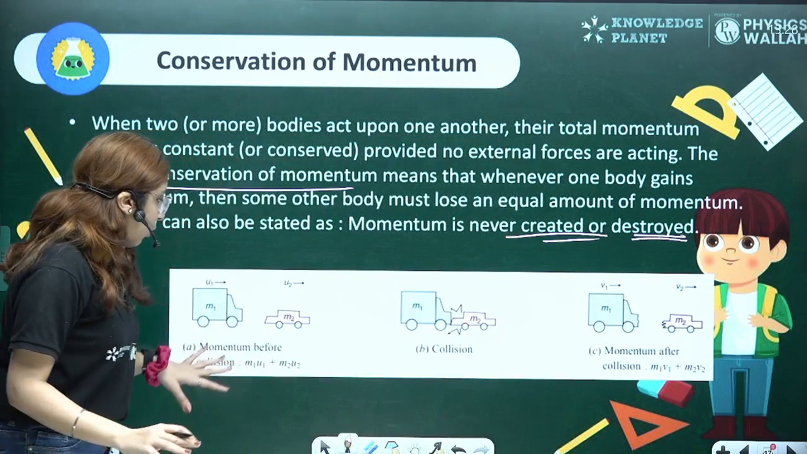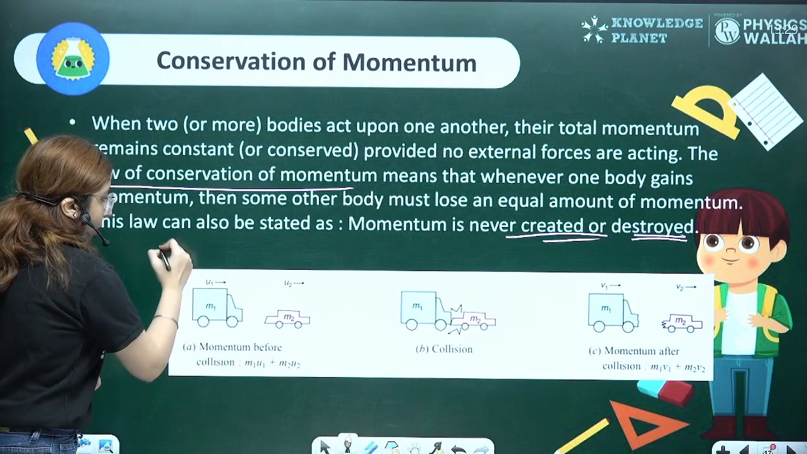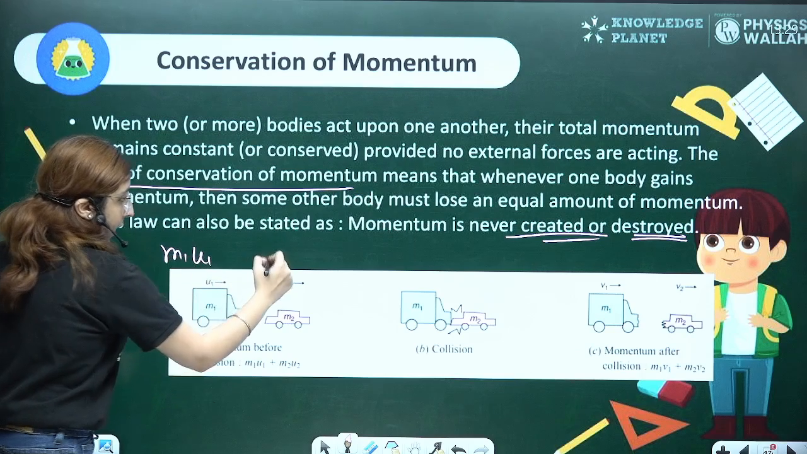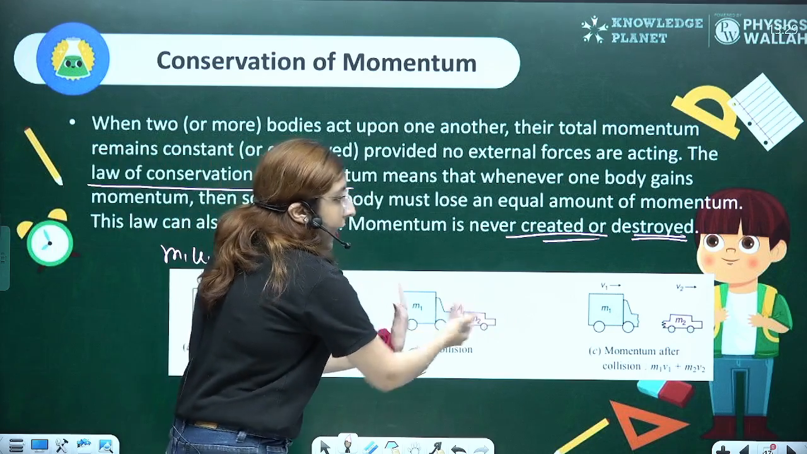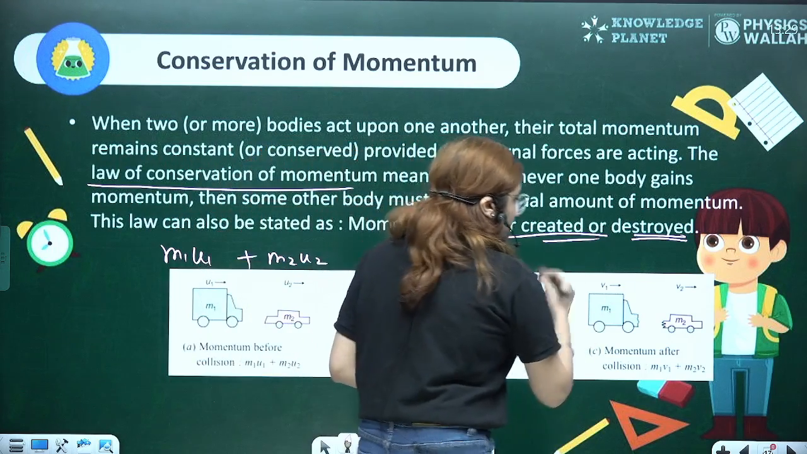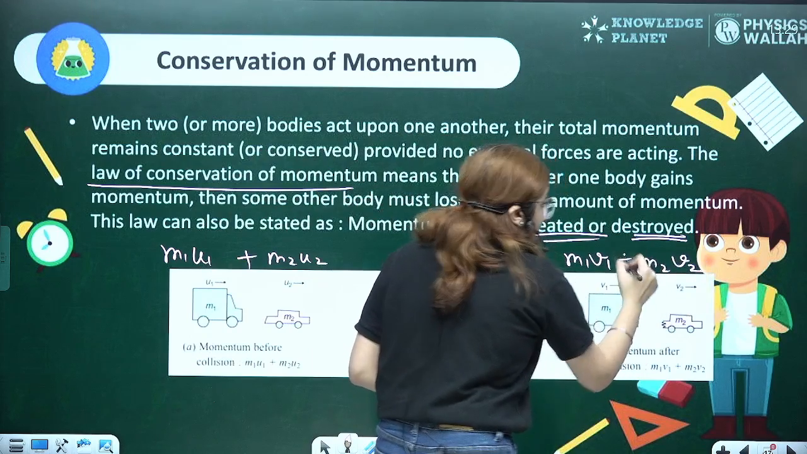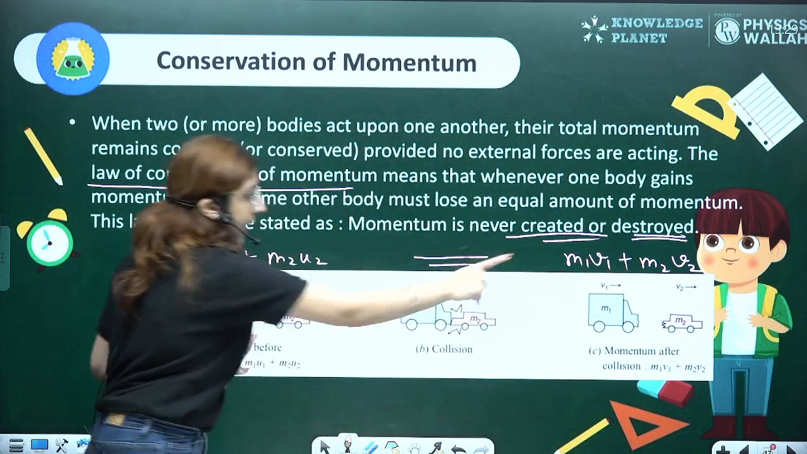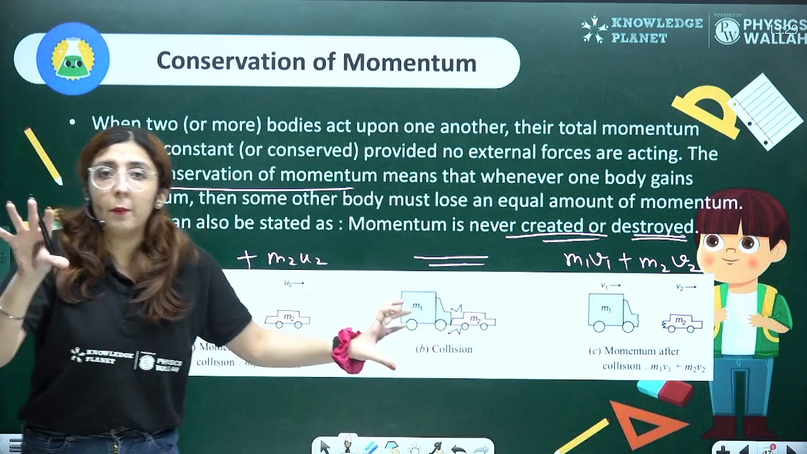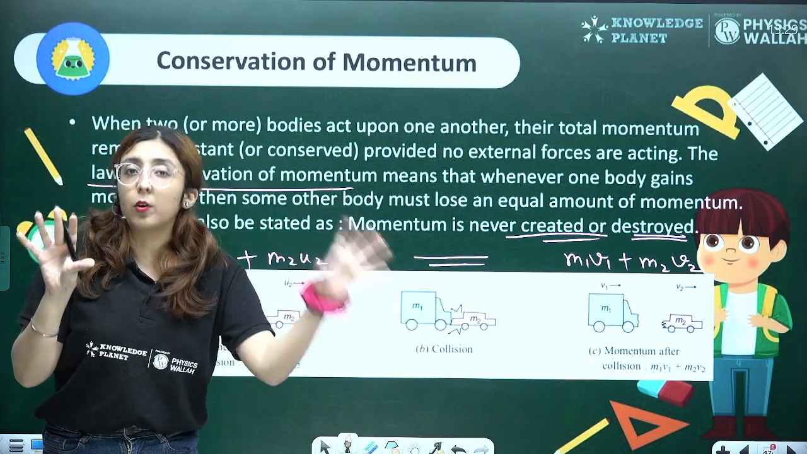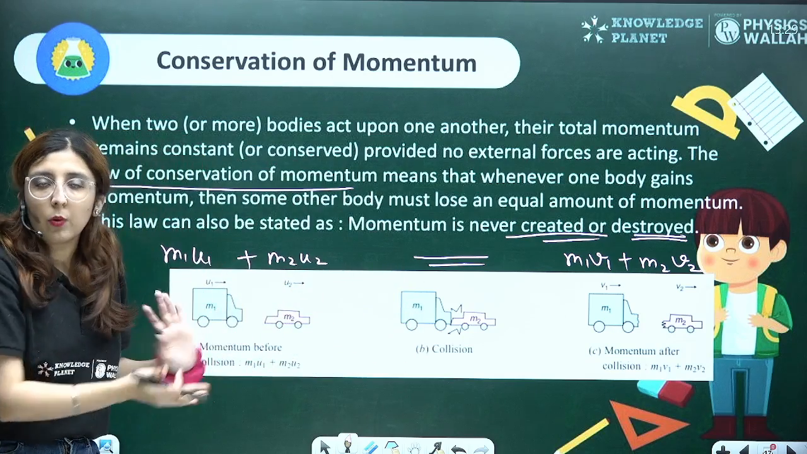Have a look over here. Before collision, the total momentum of bodies is M1 U1 plus M2 U2. After the bodies collide, the momentum will be M1 V1 plus M2 V2, and the total will remain the same. So the total momentum before the collision will be equal to the total momentum after collision. Whatever changes take place, one will gain, one will lose, and that will be counted apart.